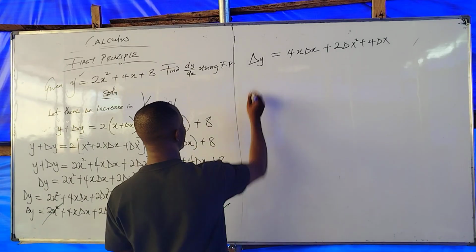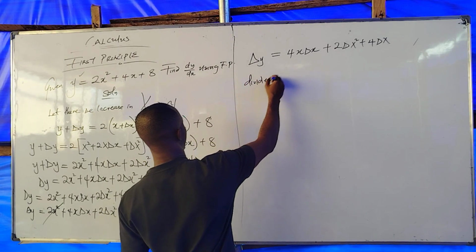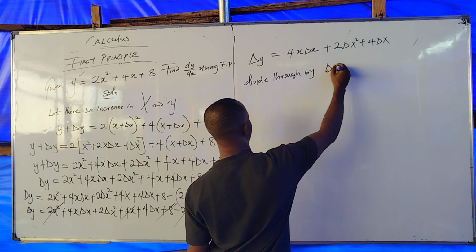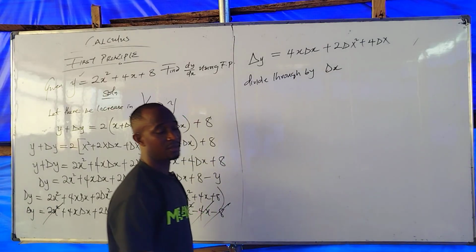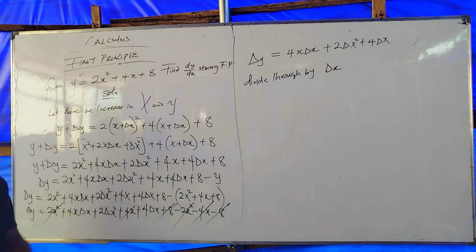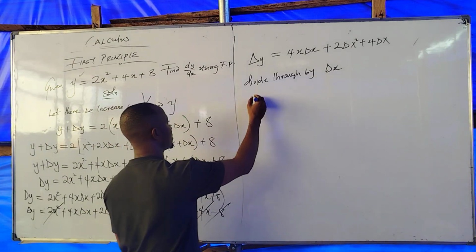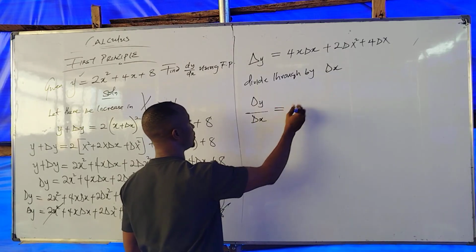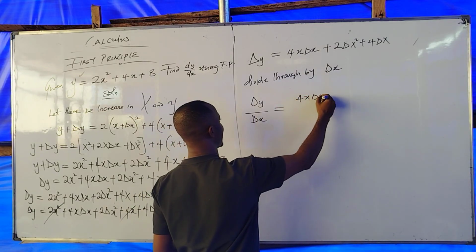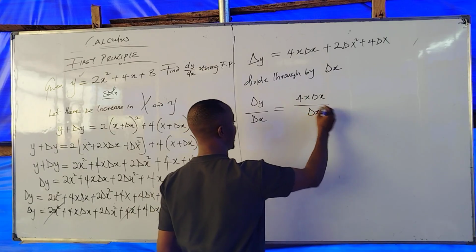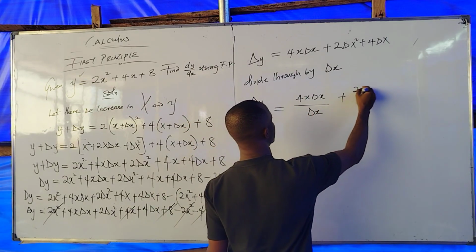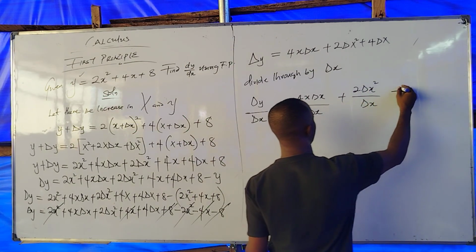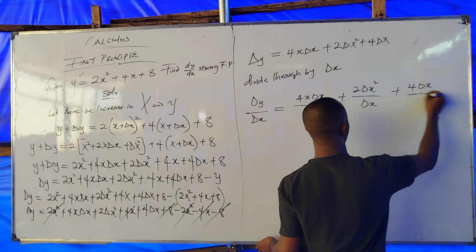So what's the next thing? We divide through. Divide through by what? Delta x. That's the way we can achieve delta y over what? Delta x. So that will give us what? Delta y over delta x is equal to what? 4x delta x over delta x, Abi, plus what? 2 delta x squared over delta x plus 4 delta x over delta x.